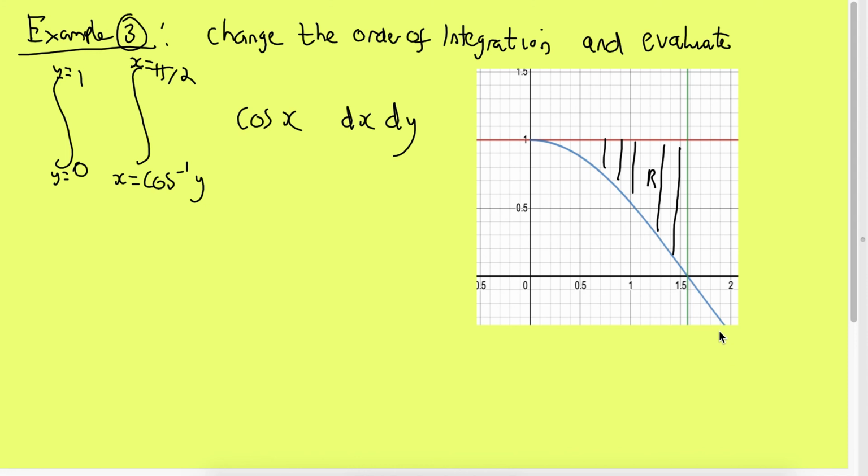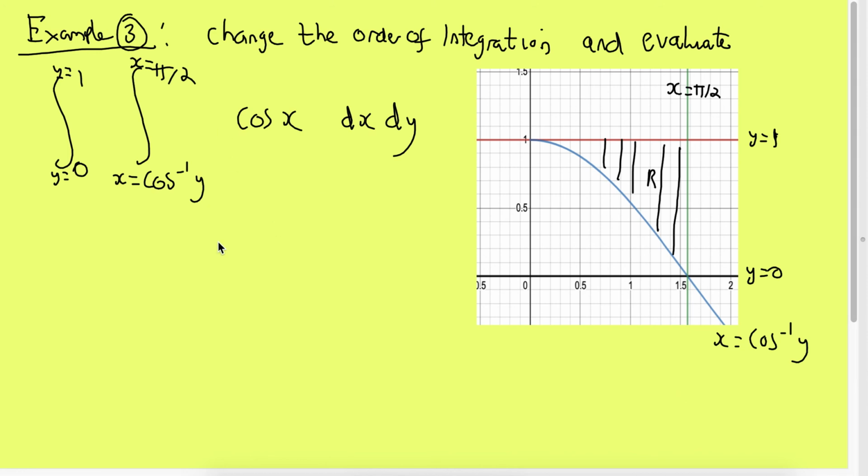Okay, so let's label. That blue line, which is an important one, is x equals inverse cos of y, right? That one is y equals 1. This one here was y equals 0, right? And our green line is x equals pi by 2. I don't really like the way I've done that. I'll write x equals pi by 2 further up, so I'll do it up here. There's my green line.